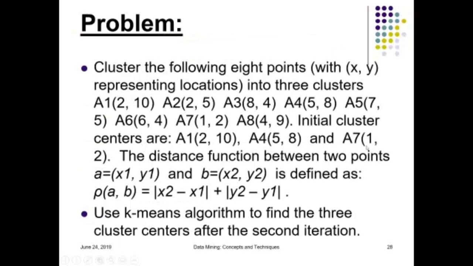To understand k-means clustering clearly, we'll take a simple example like this. Here we have 8 data elements A1 to A8, and the initial cluster centers are given as A1, A4 and A7. In this example, the initial cluster centers are given to you. If the initial cluster centers and the number of clusters are not given, then you are free to select any random number of clusters or cluster centers. The distance function is also given, and we need to find the three cluster centers and the data belonging to them after the second iteration.